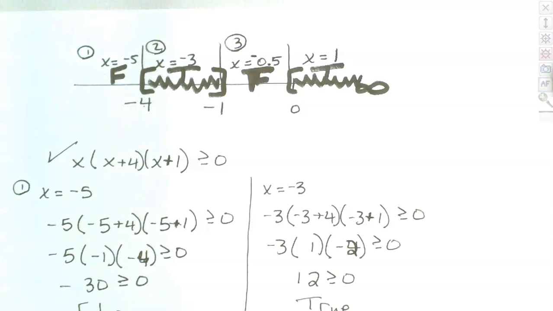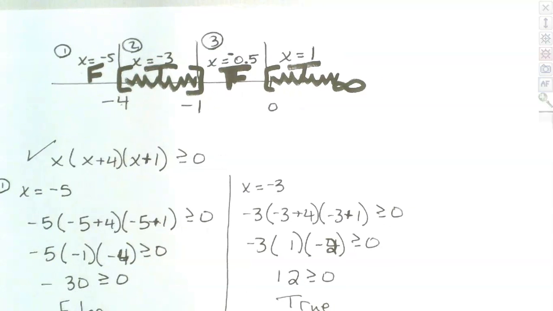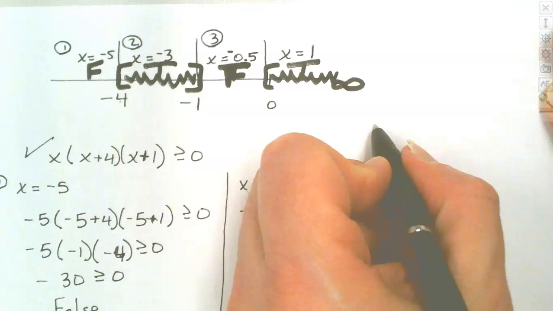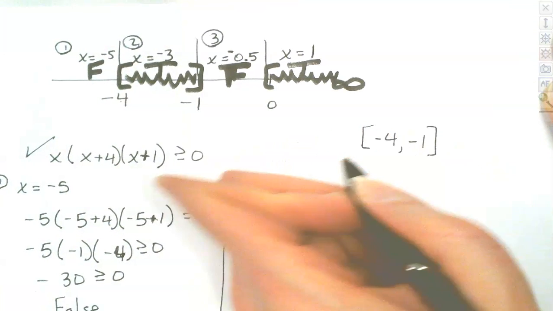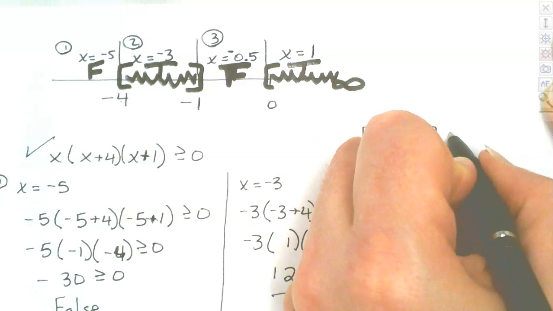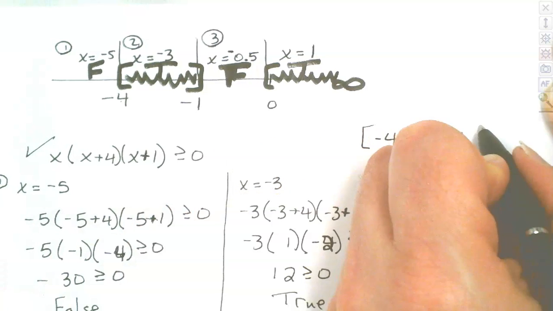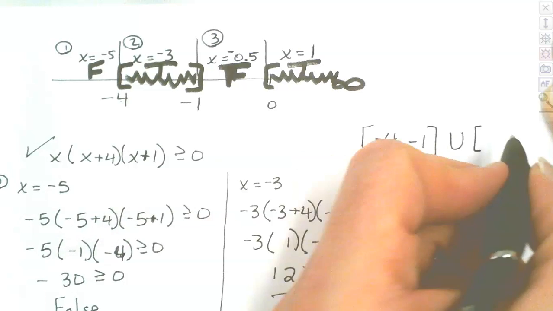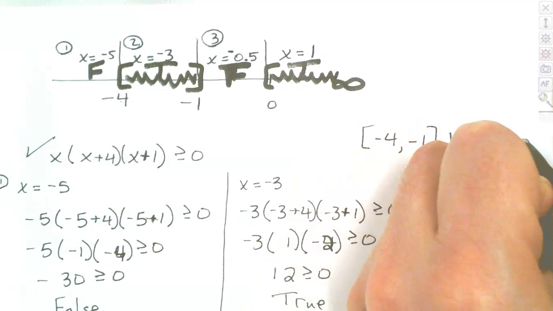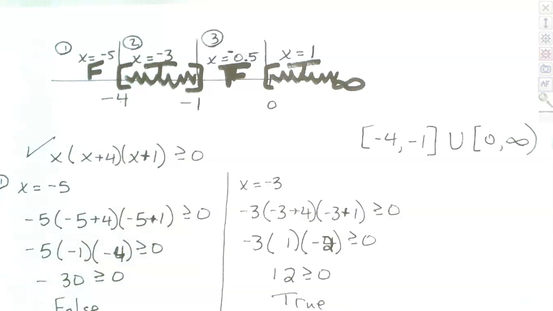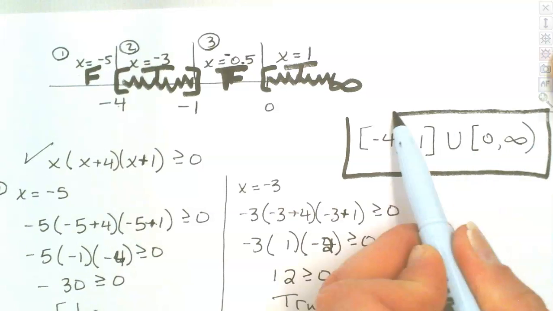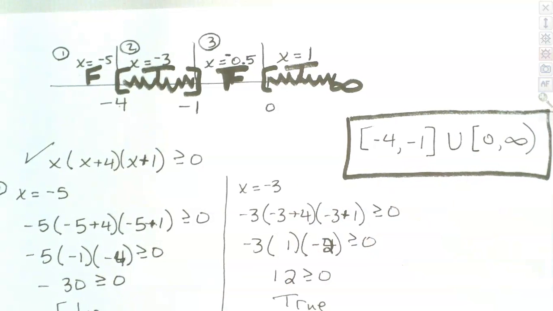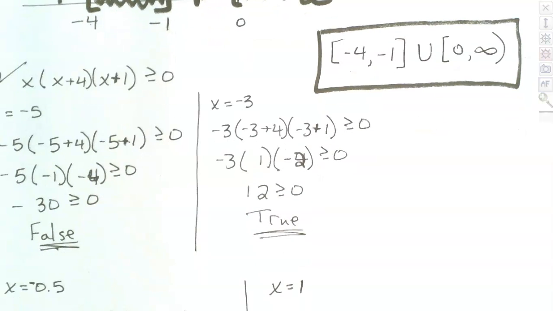So what's my final answer going to look like now? In interval notation. Well, it looks like it's going to be -4, comma, -1. With the square bracket, we're going to use a U for union. Square bracket, 0 to positive infinity. And remember, infinity, no matter what, gets parentheses. Sorry about that mistake there. I knew I made some kind of mistake. I just had to find it. But that's going to be your final answer.